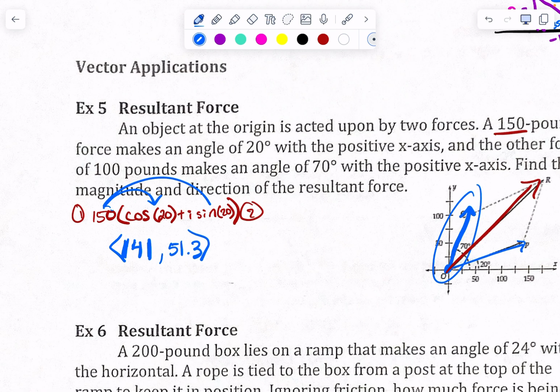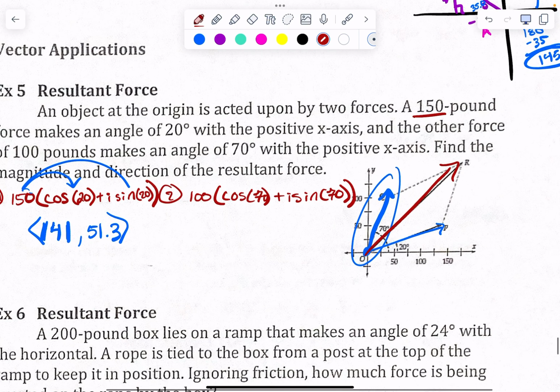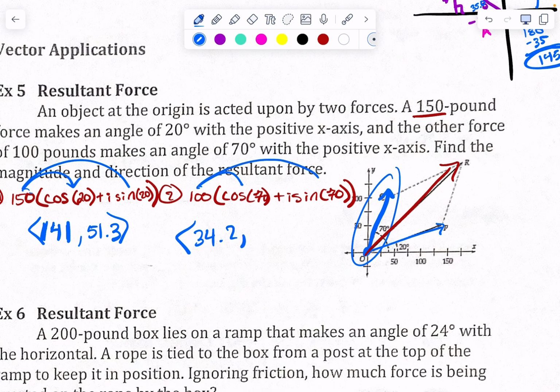All right, second vector. Second truck that is pulling at 100 pounds of force, so a little less, at a 70-degree angle. So we've got cosine of 70 plus i sine of 70. Okay, all right, let's find component form of him. 100 cosine 70, 34.2. Okay, comma. 100 sine 70, 94.0. Okay. Component form.